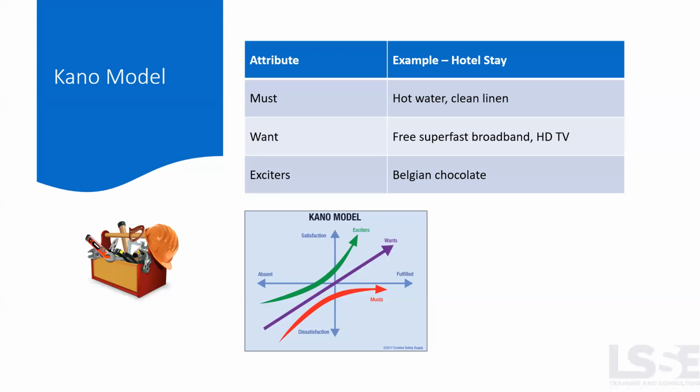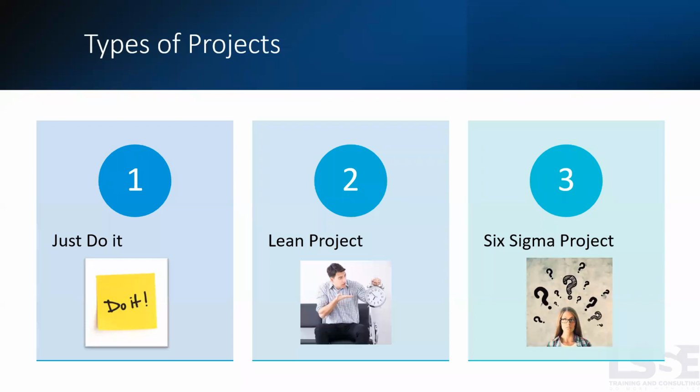So let's say if you're running a hospitality business and you want to really make an impact on your customers, do not just focus on the must and want. Try to also look for exciters. So this could be a good Six Sigma project if you would like to look at some exciters in your process. So that's the Kano model, another tool that you can use for your specific project. Let me pause here for a moment.